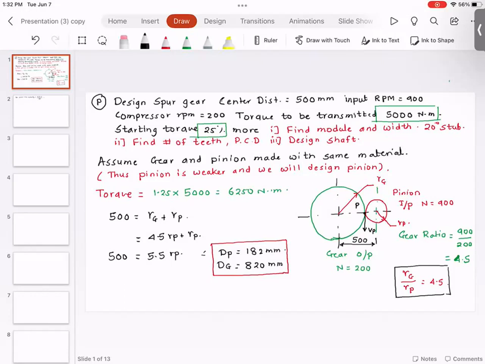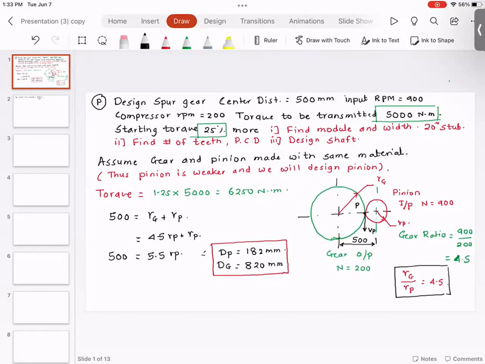For example, in this particular problem, the application seems to be an electric motor attached to a compressor. For the compressor to run, it is going to require large torque, and that large torque will be supplied by the electric motor. And what's going to happen? The power supplied by the electric motor is going to be the same as the power absorbed by the compressor.